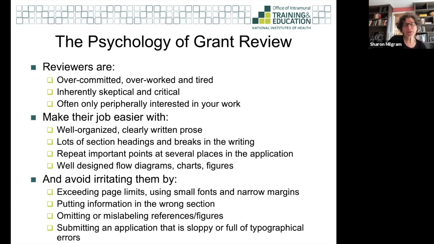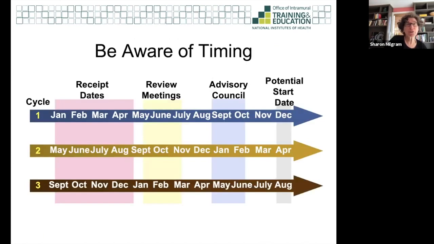You don't want to submit an application that's sloppy and full of typos, because sloppy grant submission could equal sloppy science. I know it could also just equal busy, or I waited till the last minute. But the way reviewers receive that is, I'm super busy, I don't have time for this. And so you want to make their job easier and avoid irritating them. And you want to keep in mind that you are writing for smart, busy, critical, interested to some degree people. So that's my overall comment at the outset.